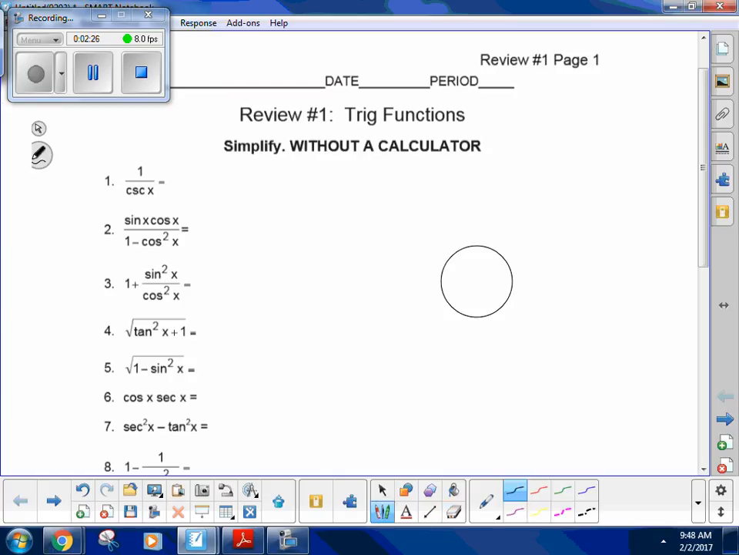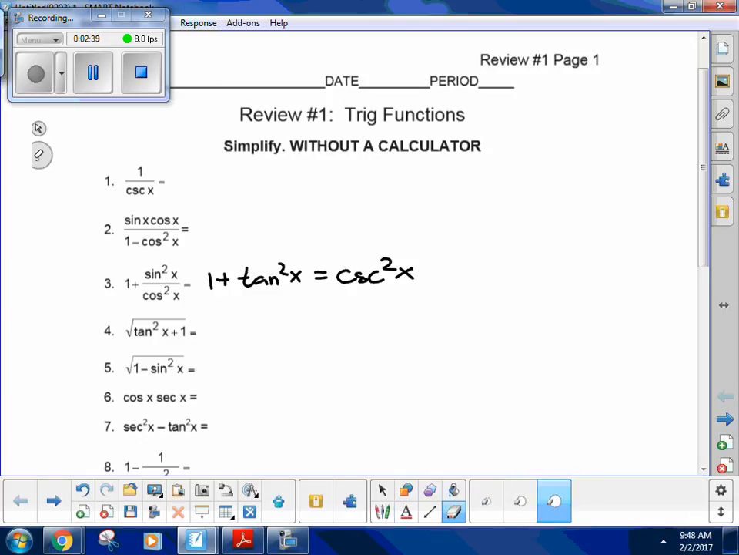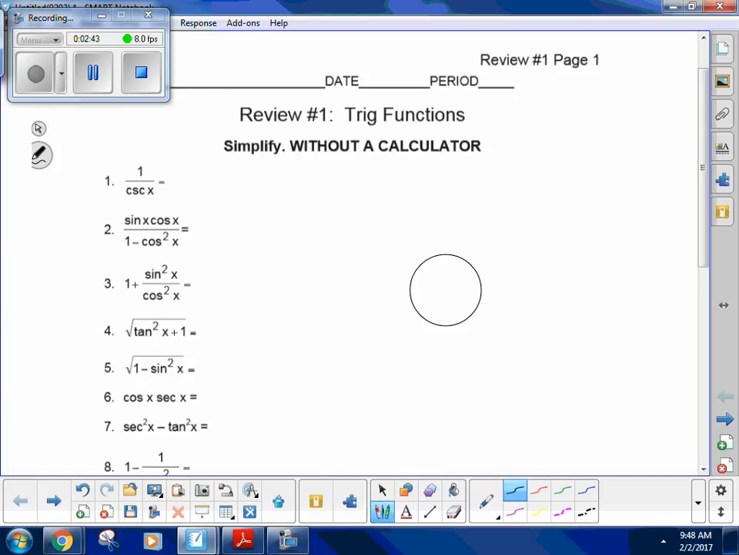Question 3: this is 1 plus, this is the same thing as tangent square x, and then this is equal to cosecant square x. So that'll be the solution to that one. All right, lovely. Let's move on to 4. 4 is that this tangent square x plus 1 is the same thing as cosecant square x, and this is the square root of that. This cancels out. So the solution from there just comes out being cosecant x.